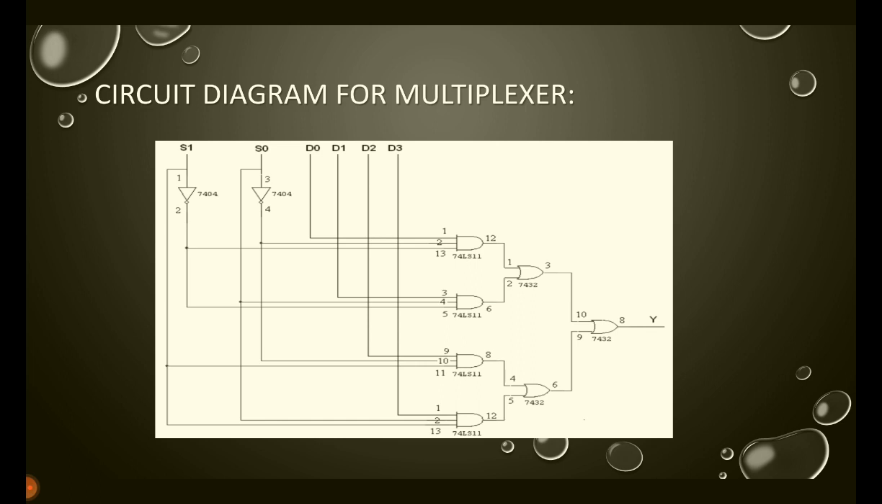So circuit design for multiplexer. So using the function table, I have given the circuit diagram. Here we use totally 2 NOT gates, 4 AND gates and 3 OR gates. And here we have 4 inputs, 2 selection lines and 1 output, that is Y.